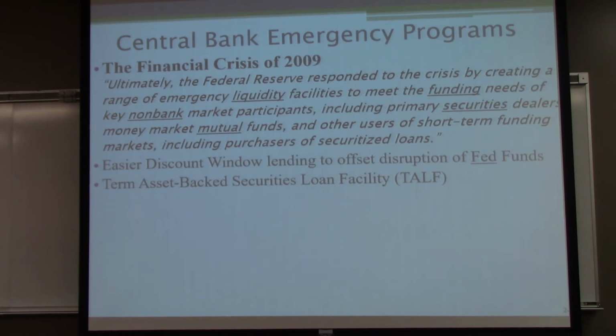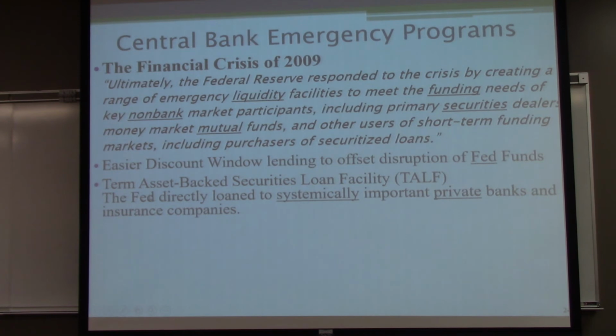Okay? They created the Term Asset-Backed Securities Loan Facility, where the Fed loaned directly to private companies. Okay? And this was new. They said, not only are we going to loan money to member banks, but we'll loan to investment banks, non-member banks, and to insurance companies, because they were all in trouble. They needed liquidity. Okay? This was a biggie.